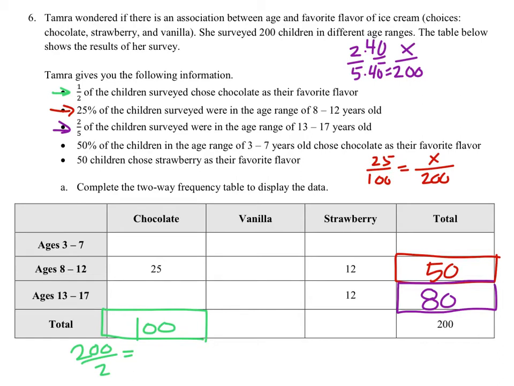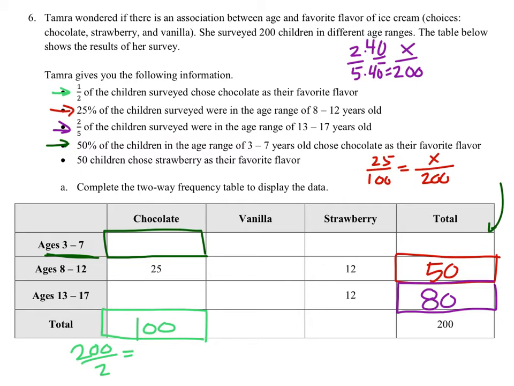Next up, we got 50% of the children in the age range 3 to 7. So we're looking right here in this row. 50% of the children in that age range chose chocolate as their favorite flavor. So that's going to be this box. But before we do that one, we're going to have to figure out this one right here.